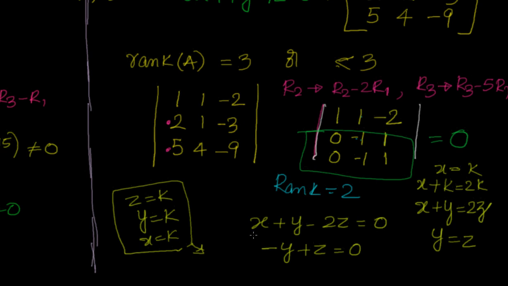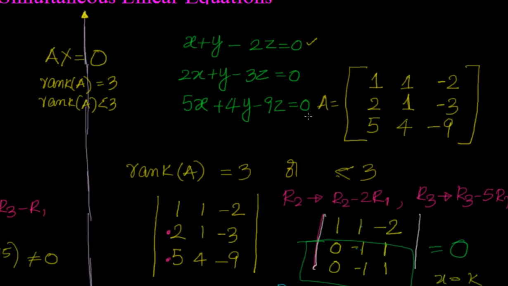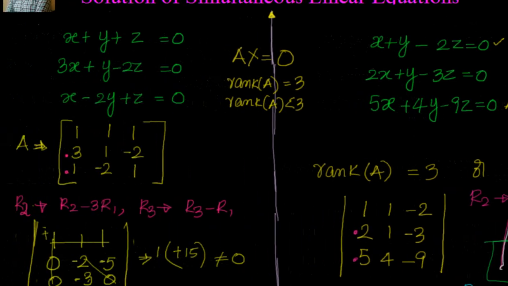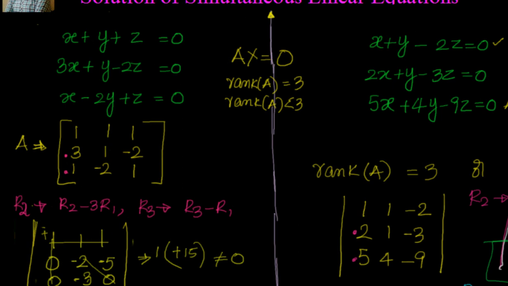So you can put x equal to 2, and then you can see that all these equations are satisfied. Let's go back and see. If I put x equal to 3, 2 into 3, 6 plus 3, 9 minus 9, 0. 5 into 3 plus 4 into 3 minus 9 into 3, 0. 3 plus 3 minus 2 into 3, 0. So for any value of x which is equal to k, x, y and z will all have the same value, that is equal to k.